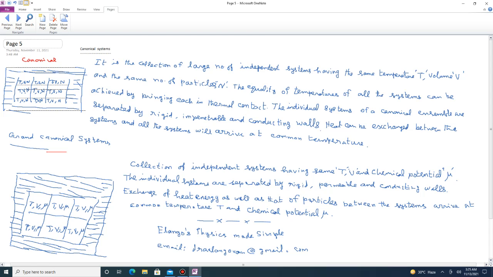Since they are permeable walls, the particles may transfer from one medium to another. The exchange of heat energy as well as particles between the systems arrives at a common temperature. So exchange of particles is also possible in these systems. The temperature, volume and chemical potential for any system are all the same for the grand canonical systems.